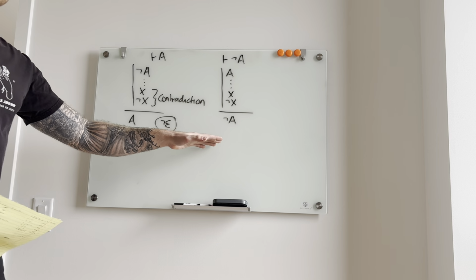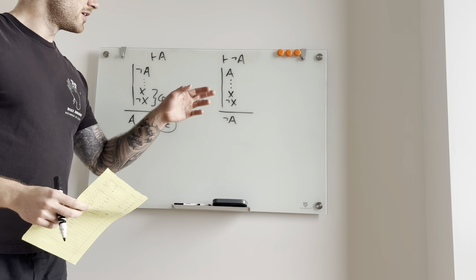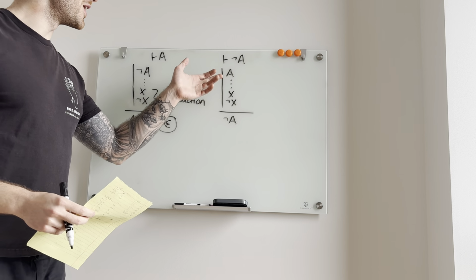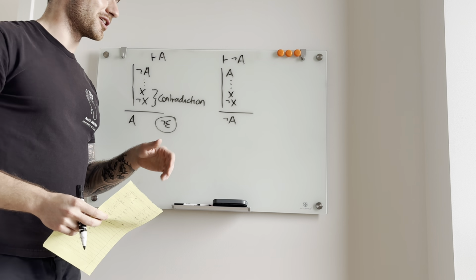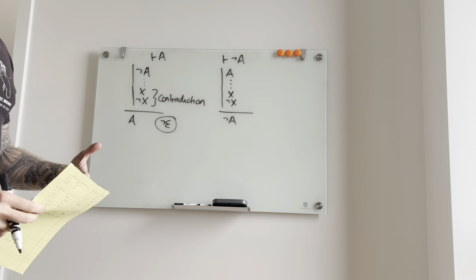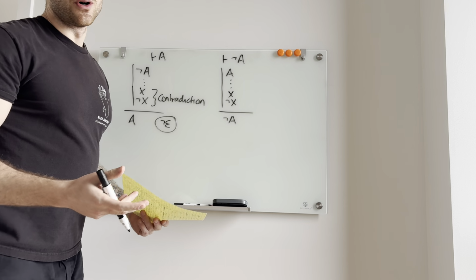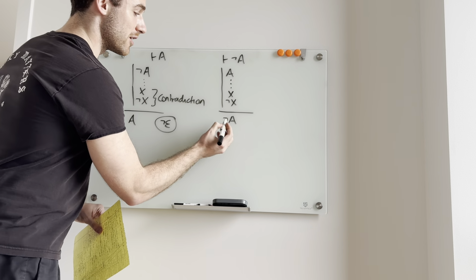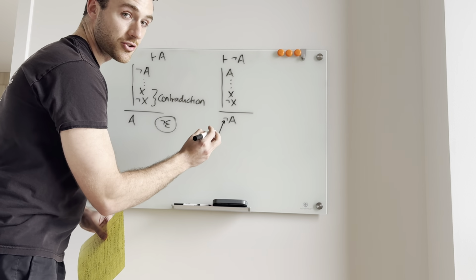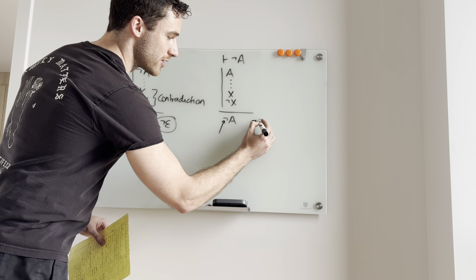So it's the exact same reasoning as negation elimination, except it just depends what you're doing with that sentence at the very end. Are you adding a negation to it? Are you taking one off? You can do both, and they work the exact same way. Because we introduced a new negation in here, we call this negation introduction.